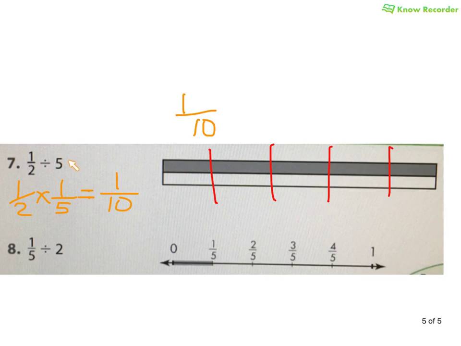A lot of you also realized in class, if you just take the whole number and multiply it by the denominator, you're going to get the answer. Just remember, you need to show your work to prove to the person who's looking at it that you know what you're talking about.